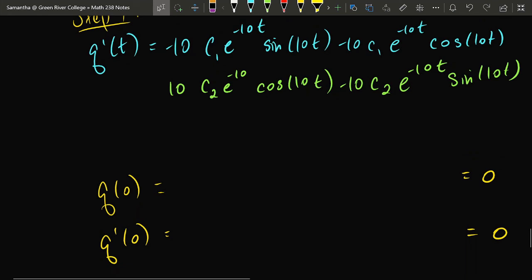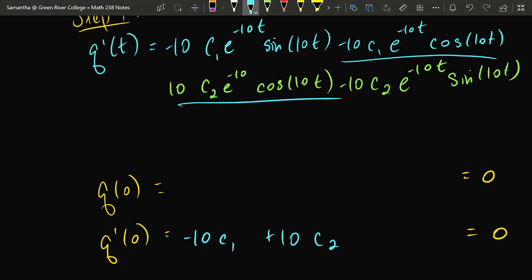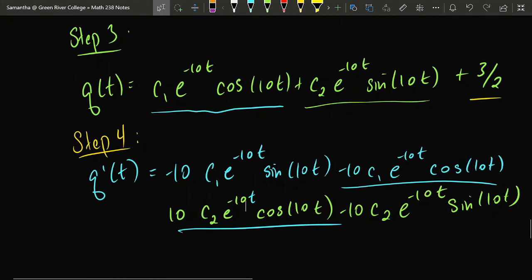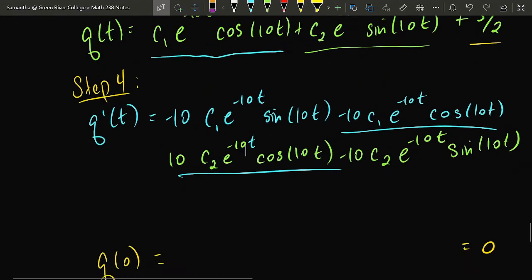Now, if I plug 0 into this derivative, the terms containing sine are going to vanish, and all that will be left are the two terms containing cosine. So q prime of 0 will be negative 10 c1 from the first term here in the back, positive 10 c2 from this expression. If I plug 0 into the original function, the sine term is going to vanish, and I'm left with c1 plus 3 over 2.